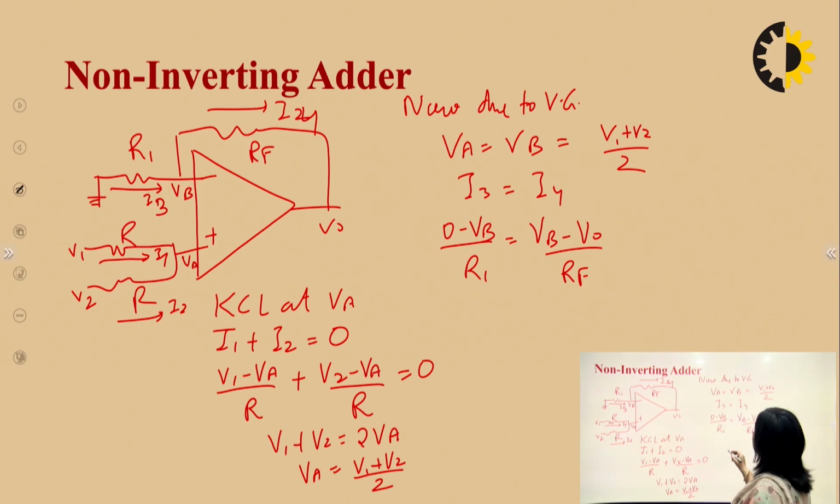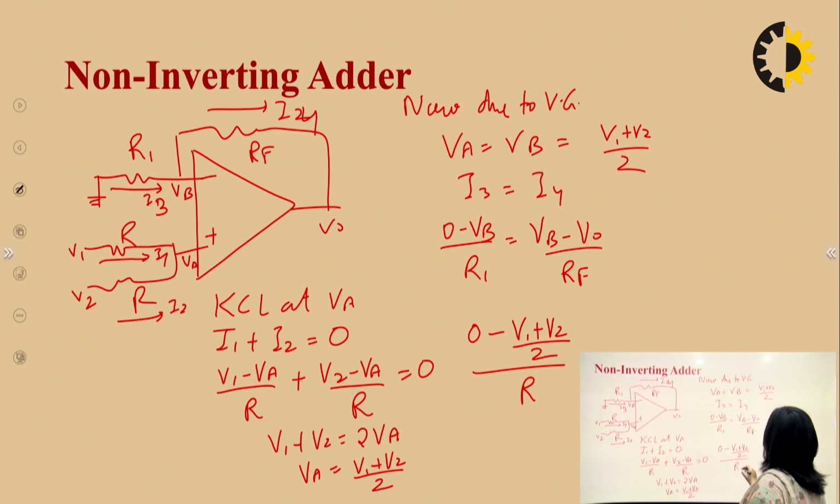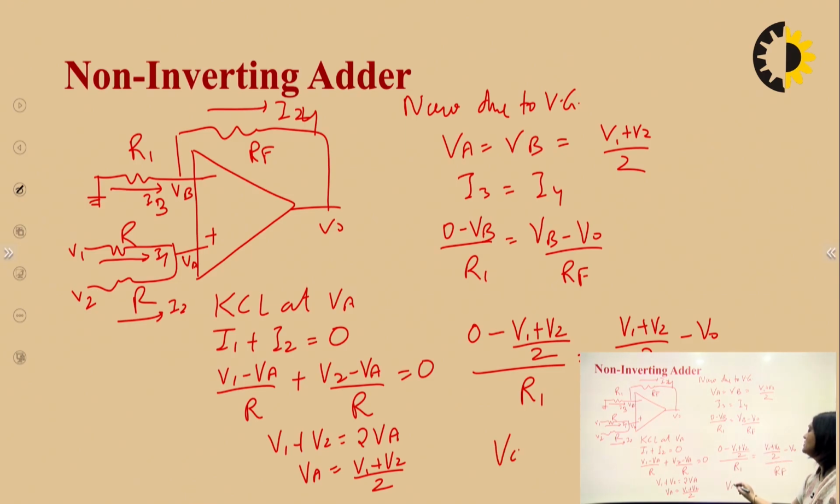Now we can write it as 0 minus VB, which is V1 plus V2 by 2, upon R1, equal to V1 plus V2 by 2 minus V0 upon RF. By cross multiplying this, we can find the value of V0 in terms of V1, V2, R1 and RF. So this is how it acts as a non-inverting adder.